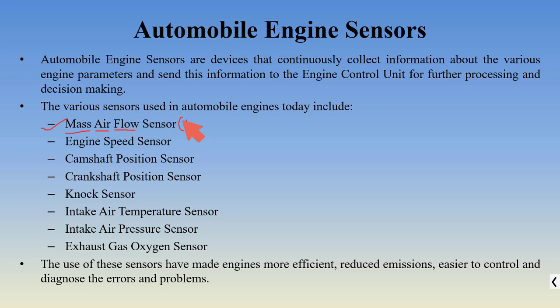Means where this will be inside the intake manifold, right? Because the intake air is coming inside the intake manifold only. So this sensor will be inside the intake manifold. The second sensor is what? Engine speed sensor. It is measuring the speed of the engine. Third sensor is the camshaft position sensor. It is measuring what? It is measuring the position of the camshaft.